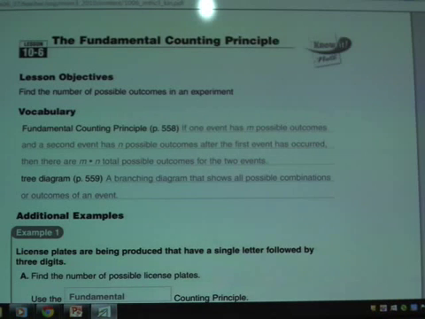Again, it says if one event has m possible outcomes and a second has n possible outcomes after the first has occurred, then there are m times n total possible outcomes for the two events. Tree diagram. A tree diagram is a branching diagram that shows all the possible combinations or outcomes of an event.